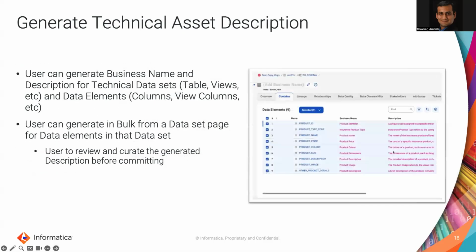Similarly, we will also have an option to generate name and description. This is business name and description for both technical data sets as well as data elements. So in case of a glossary, it is only description. In case of technical assets like data sets and data elements, you will be able to generate both business name and description. And from a data set perspective, you will be able to generate items in bulk. So you will be able to generate multiple names and descriptions for the data elements associated through the contains tab on the table itself.